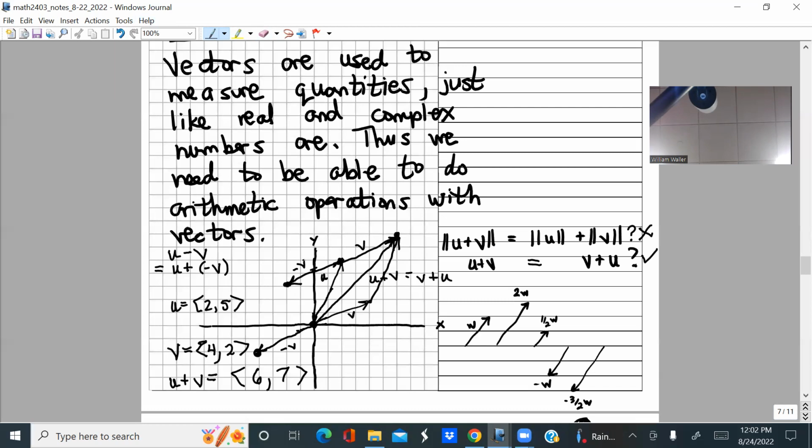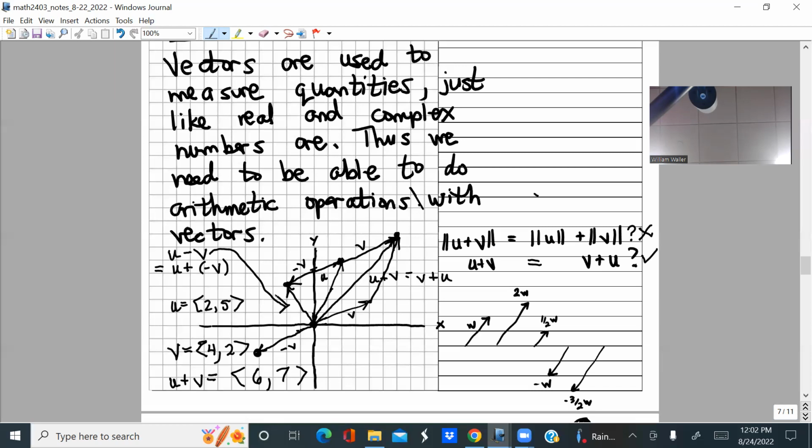Now, how do you get the sum finally? Just start at the beginning of u and go to that endpoint where you ended up. So there is the vector. Here is the picture of the vector u minus v. Can we count? What does it look like the components for that are?